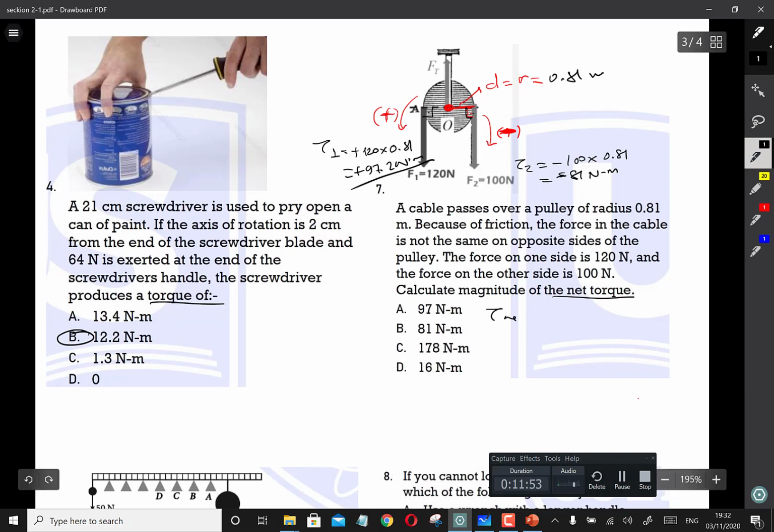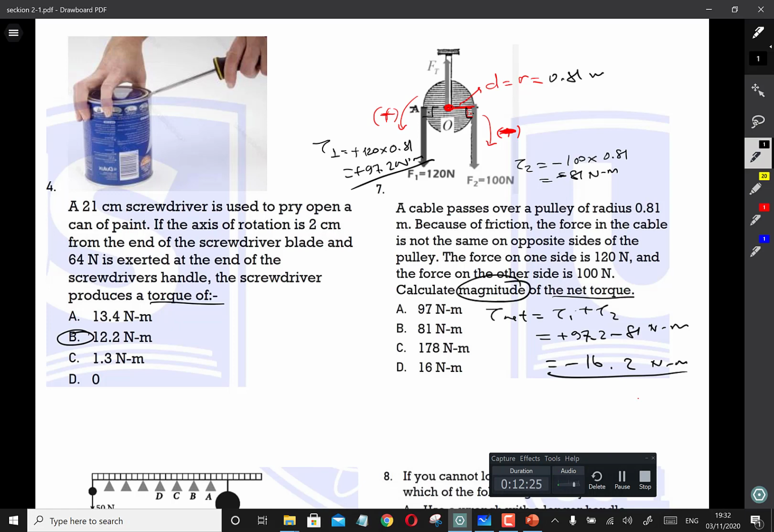Net torque is equal to the sum of them, torque 1 plus torque 2. Torque 1 is positive 97.2. Torque 2 is negative 81 Newton meter. So now 97.2 minus 81 is equal to negative 16.2 Newton meter. But the question is asking to calculate the magnitude of the torque. The magnitude of a vector quantity is always written positive. It is almost 16 Newton meter.